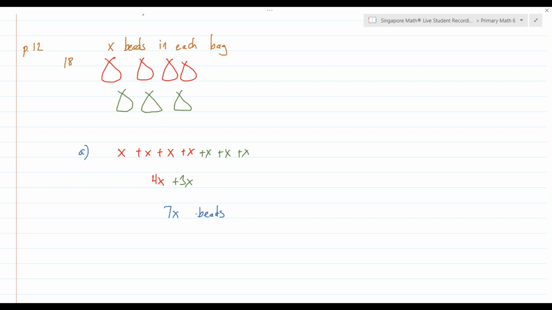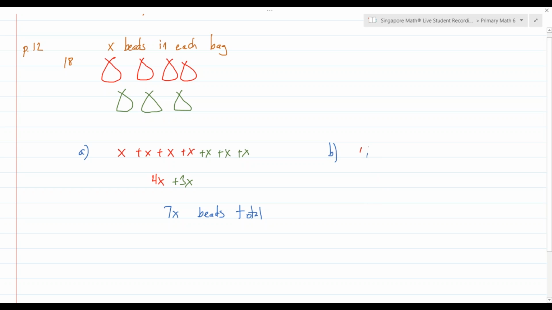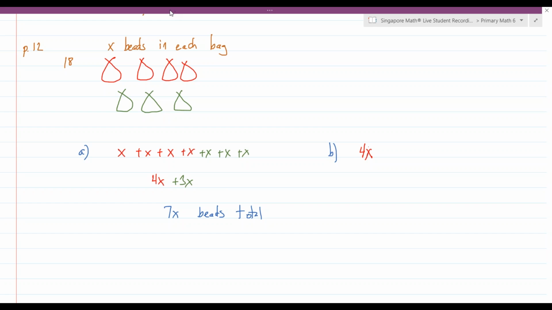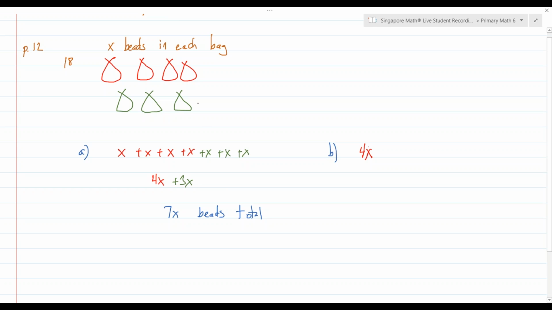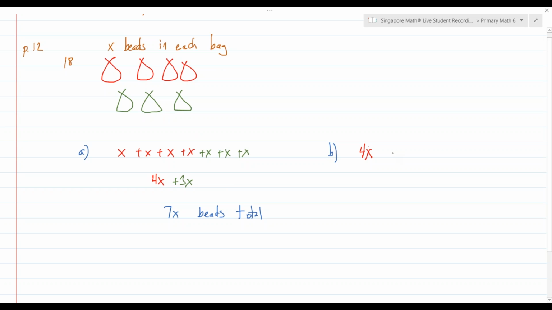Okay? Then the next question asks us, let's do this, 7X beads total. The next one asks us how many more red than green. Well, how many red are there? There are 4X red. We know that already. And how many green are there? Of course, there are 3X. Now, remember, we've talked about this since very, very early in primary math. If you say how many more are there, that's a subtraction problem. Just because we're doing algebra doesn't change that, right?